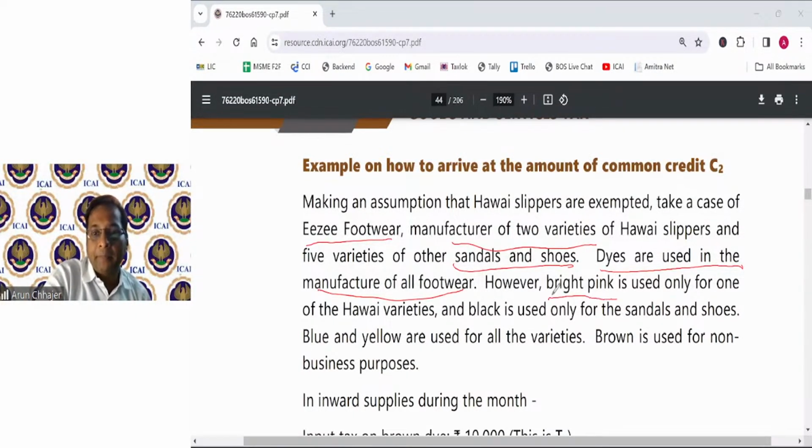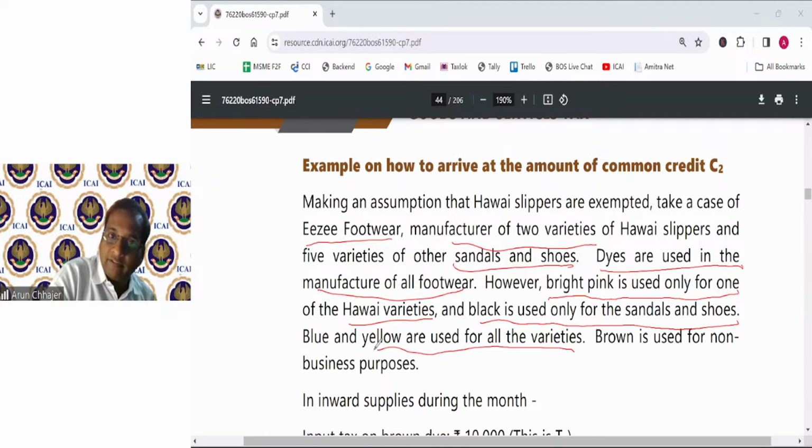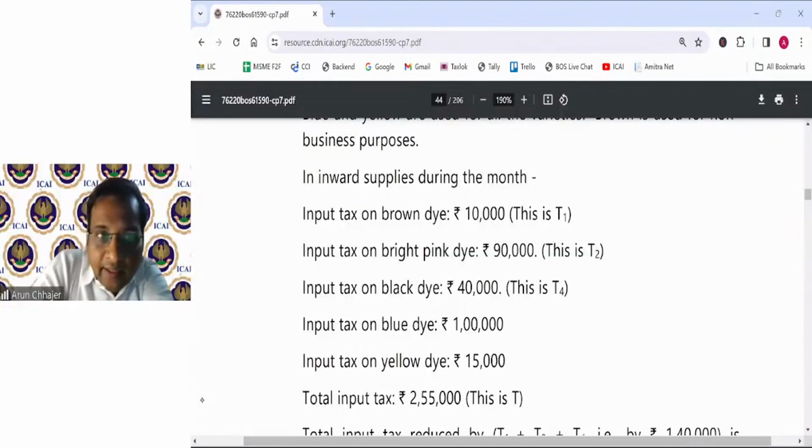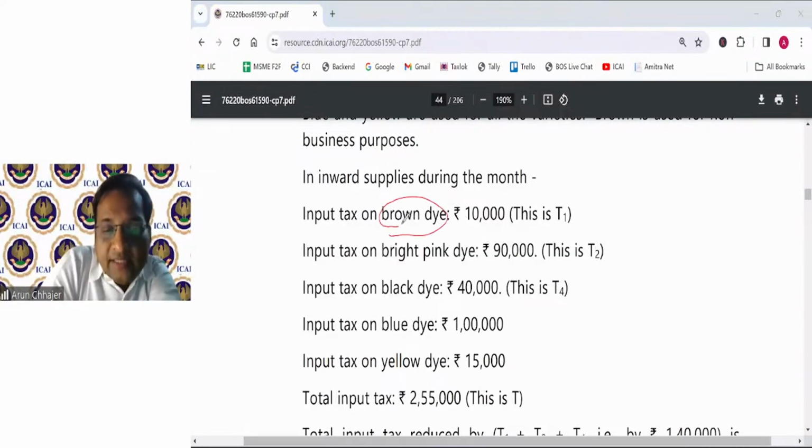However, bright pink is used only for one of the Hawaii varieties, and black is used only for the sandals and shoes. Blue and yellow are used for all varieties. Brown is used for non-business purpose. Now, they are saying input tax on the brown dyes is 10,000 because it is non-business, so it is T1.